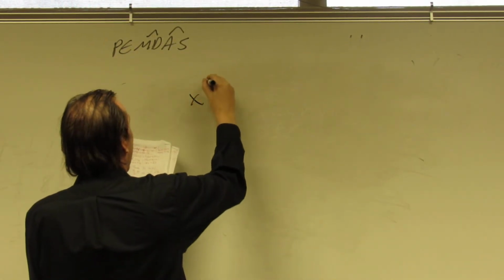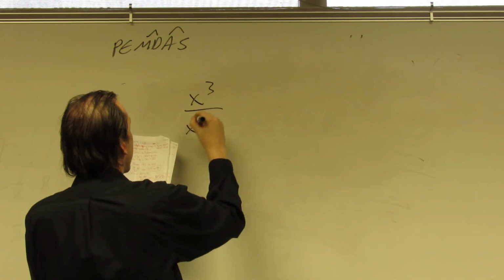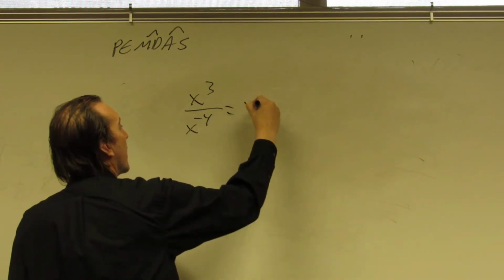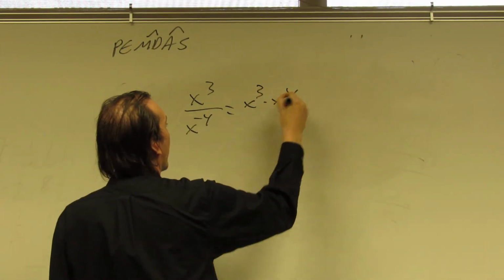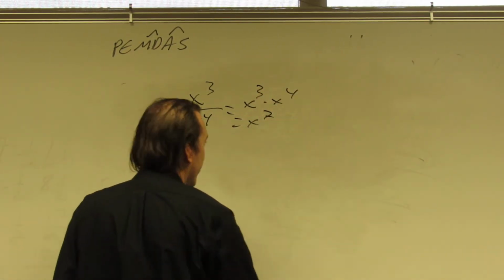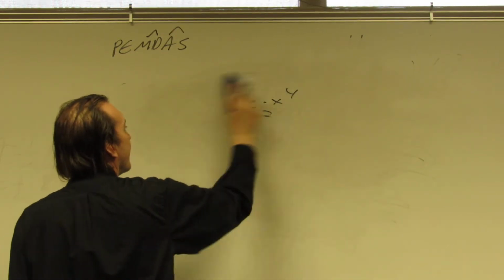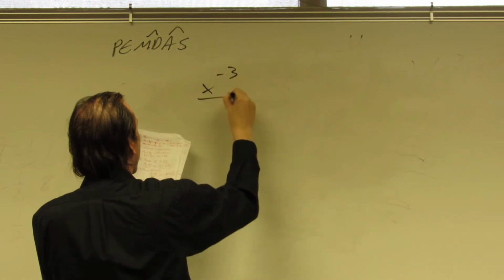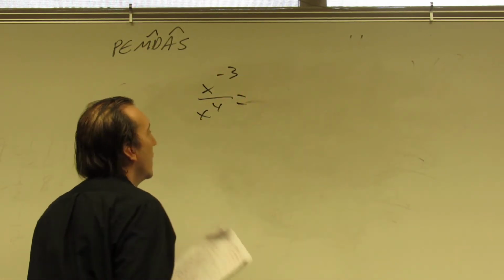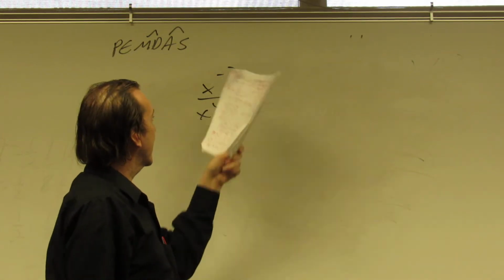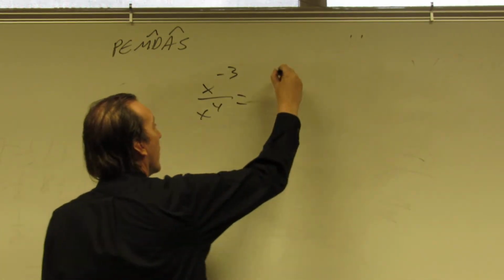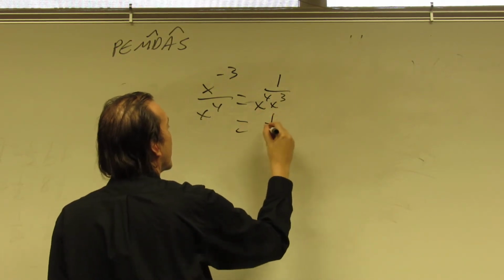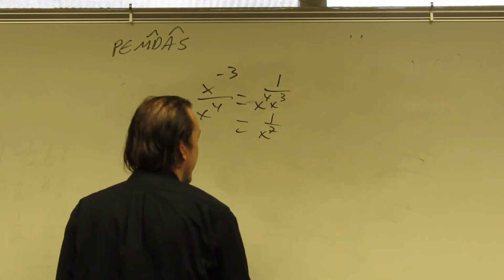Then let's say we have something like x to the 3 over x to the negative 4. We want to put all of our exponents positive, so we have x to the 3 times x to the 4, which equals x to the 7. 3 plus 4 is 7. Let's say though that we have x to the negative 3 over x to the positive 4. So now we're going to move everything to the bottom because that's the only negative. So we're going to have a 1 on top, x to the 4 times x to the 3, which is 1 over x to the 7.